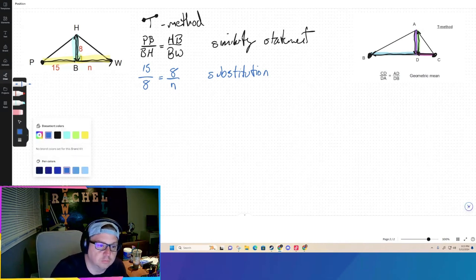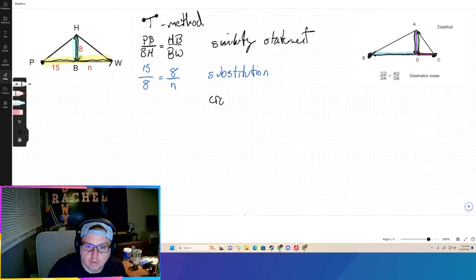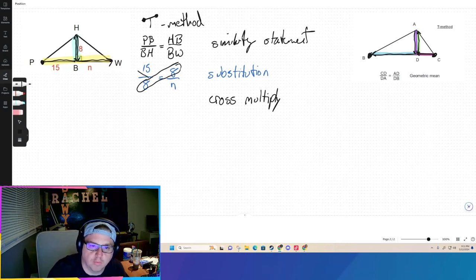Now, cross multiplication, cross multiply. So when we cross multiply, we want to do this on one of them, this on the other, and then set them equal to each other. So we're going to do 15 times n, and then 8 times 8.